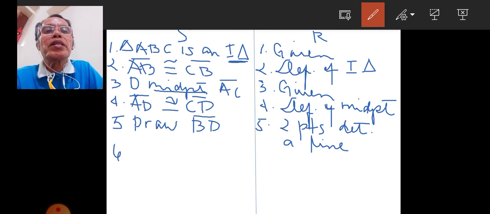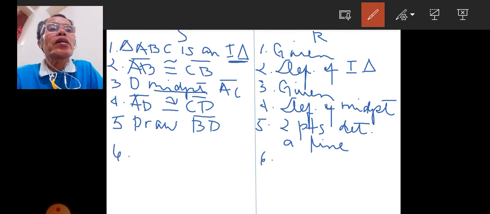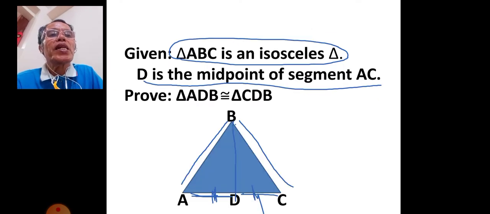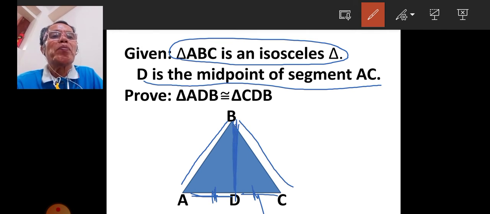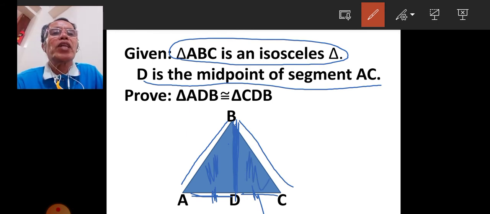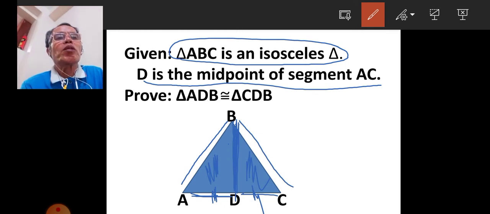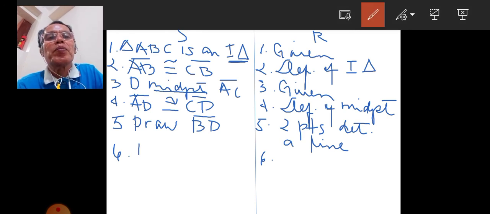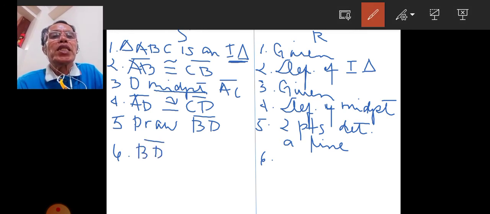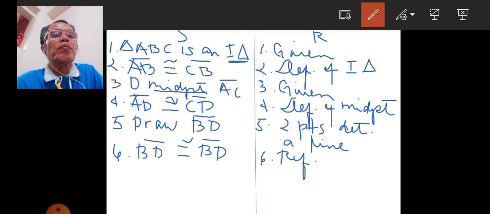Okay, and number 6 now, you can state that BD, this segment, is congruent to itself. Why? Because BD is the segment of this triangle, and at the same time, it is the segment of this triangle. So segment BD is congruent to segment BD. And what would be our reason? That is reflexive property.